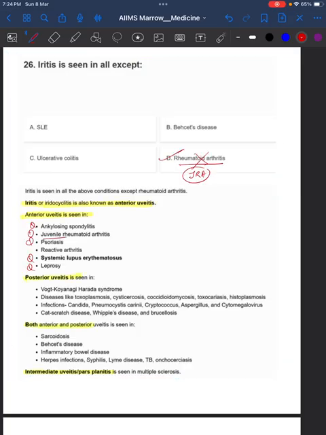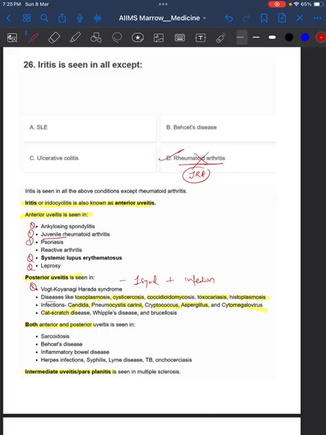Then posterior uveitis is seen in this syndrome, Vogt-Koyanagi, and in all the infectious diseases like toxoplasma, cysticercosis, coccidioides, histoplasma, candida, pneumocystis, cryptococcus, aspergillus, cytomegalovirus, cat scratch disease. There will be posterior uveitis. So one syndrome and infections. Posterior uveitis is seen in one syndrome plus infections.